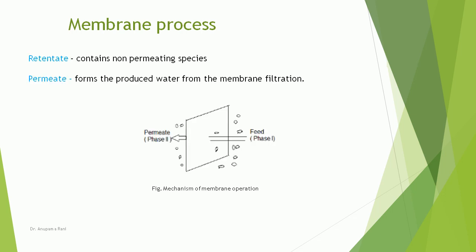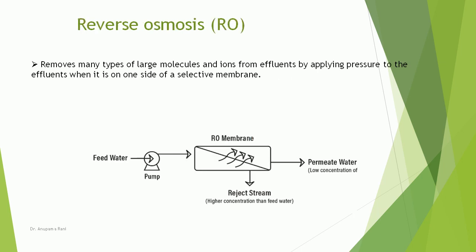Let's understand the membrane process. The membrane is defined as a thin film separating two phases and acting as a selective barrier to the transport of matter. A chemical potential difference exists between the two phases. As you can see in this picture, retentate contains non-permeating species. Permeate forms the produced water from the membrane filtration. The first kind of membrane process is reverse osmosis.